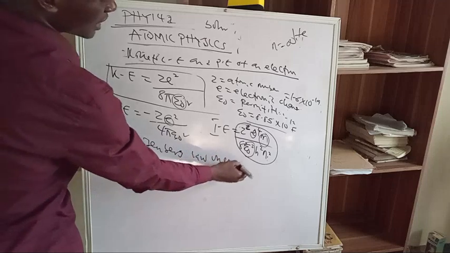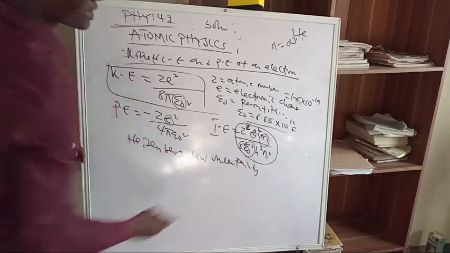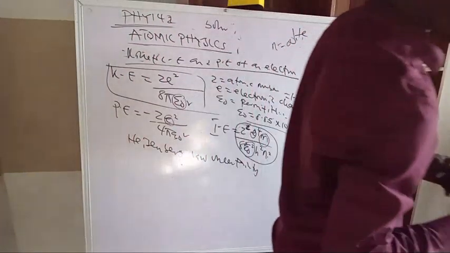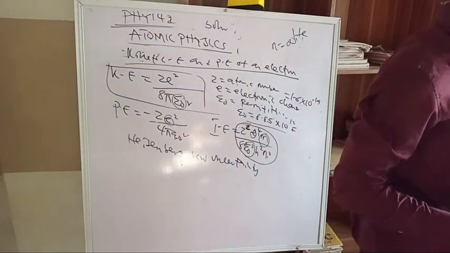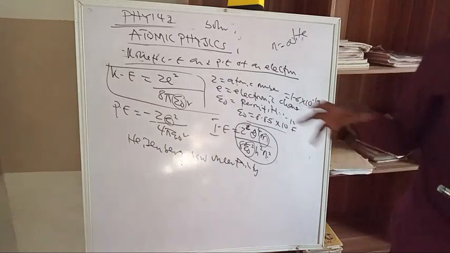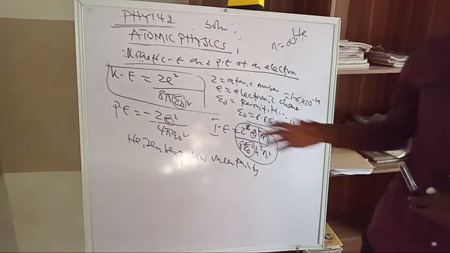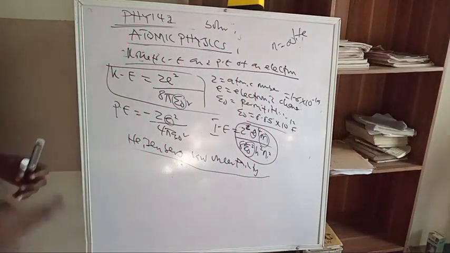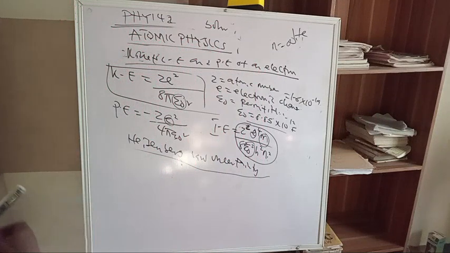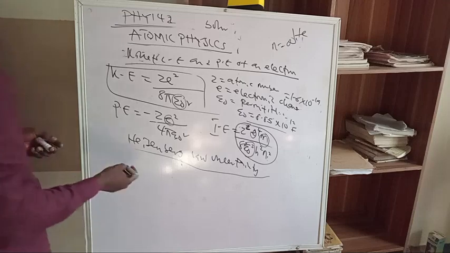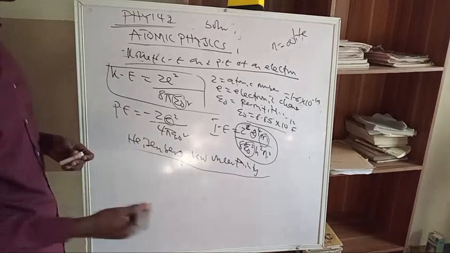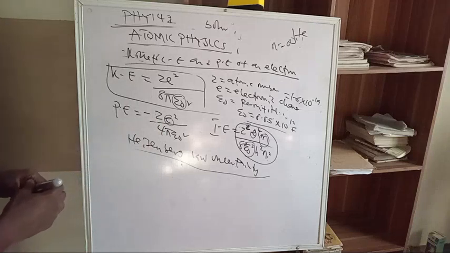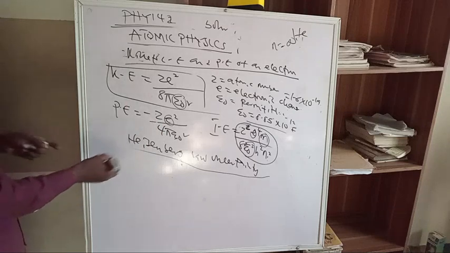Now, what is Heisenberg's law of uncertainty? It states that it is impossible to determine the position and the momentum of a particle, of an electron, simultaneously. Let me come again. Heisenberg's law of uncertainty, or the uncertainty principle, states that it is impossible to determine the position and the momentum of a particle simultaneously. That is what the uncertainty principle states.